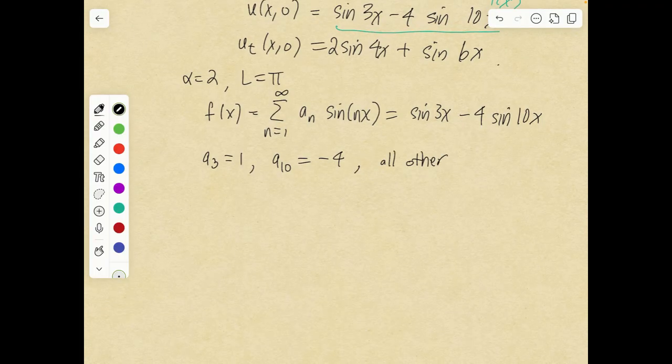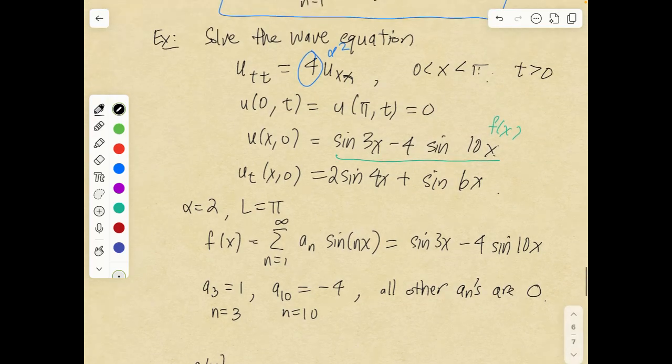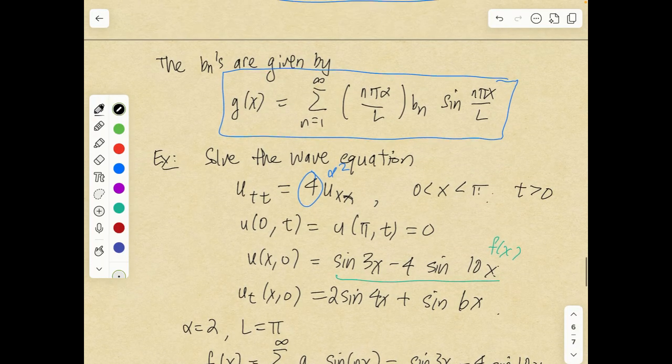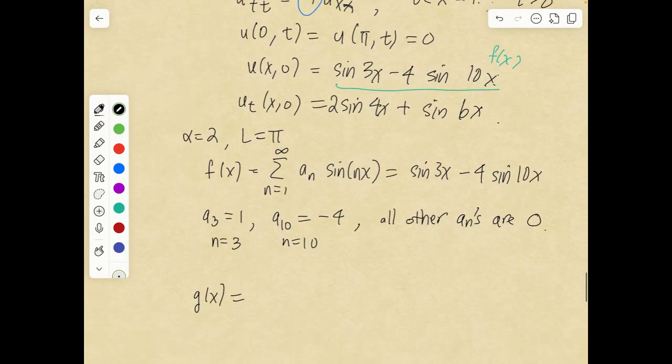So we can see right away what the an's are going to be, because there's going to be an a for n equals 3, and there's going to be an a for n equals 10. So we're going to get a sub 3 equals 1. That's what's being multiplied by sine 3x. And then a sub 10 is negative 4, because that's being multiplied by sine 10x. And then all other an's are going to be 0. So those are the an's.